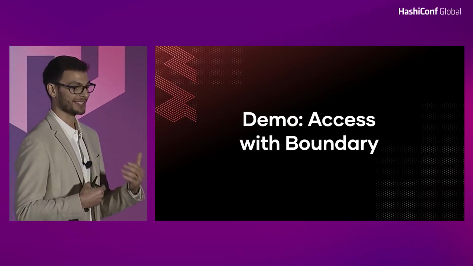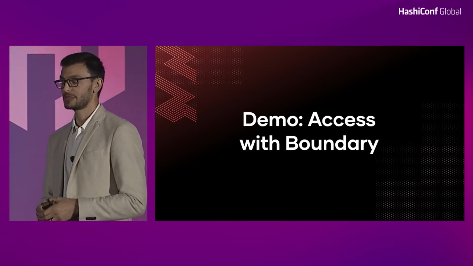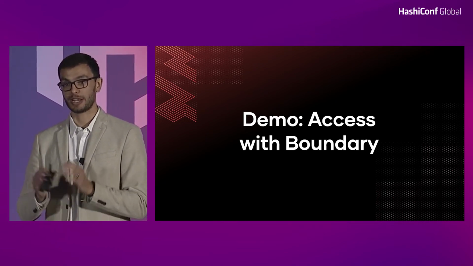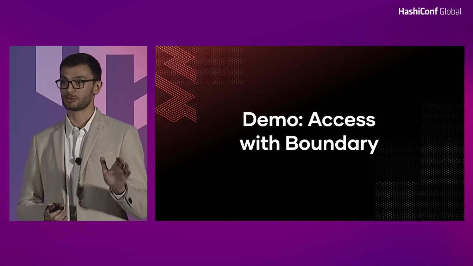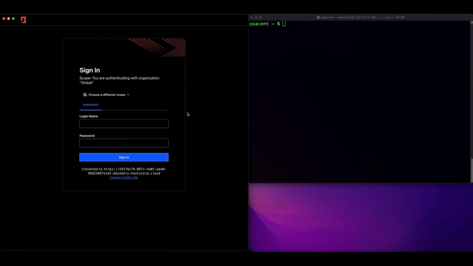So ultimately, to use our past HashiConf examples, we've used this Northwind product line. Let's say I'm some developer. I go to connect to my remote infrastructure, either through Boundary Desktop, which you can see here on the left, and then through the CLI.